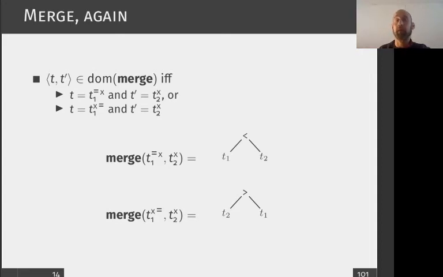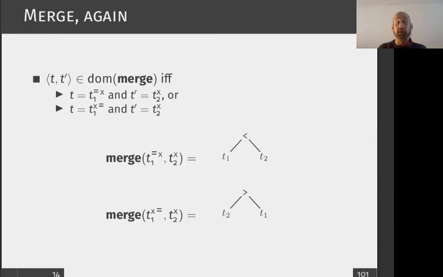Okay, and the reason that that's a useful notation is you can talk about feature checking. So in merge, T1 superscript equals X, comma T2 superscript X. That means you're merging T1 and T2. The first feature of the head of T1 is equals X, and the first feature of the head of T2 is X. Oh, that's the case in which we're allowed to merge T2 on the right. Great, so what do we get?